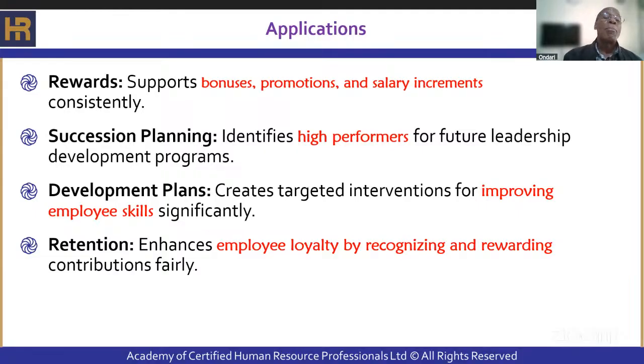This performance measurement, we can apply it in rewards. Through performance management, we are able to make decisions related to bonuses, promotions, and salary increments. Speaking of bonuses, this is a lump sum amount of money given to an employee or a group of employees for performing well. For some organizations, these bonuses are given at the end of every year, and they vary from the lowest person to the highest person. Usually the highest ranking employees get the highest amount of bonuses, and it reduces as you go down the organizational structure.